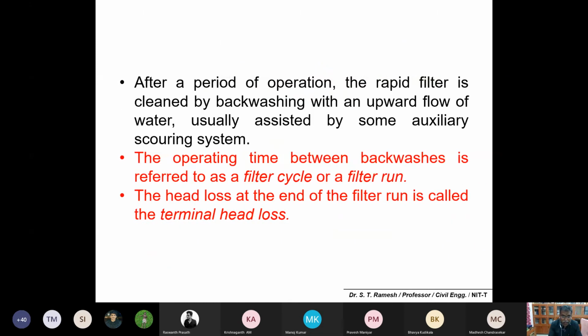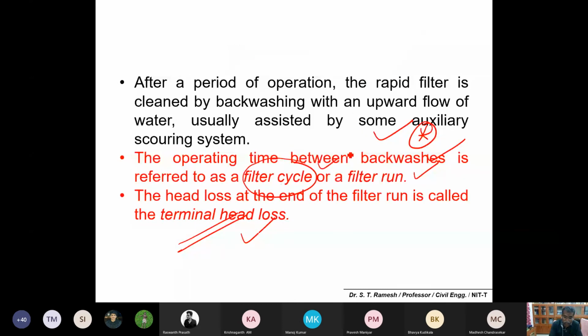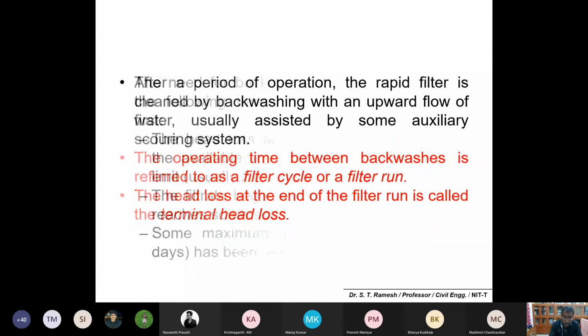The operating time between the backwashes is also called the filter cycle or filter run. Please make a note: the time in between backwash 1 and backwash 2 you can call the filter cycle or filter run. The head loss at the end of the filter run is called the terminal head loss. So please write down the definitions of available head loss, terminal head loss, and filter cycle or filter run. These are some of the points you have to remember.